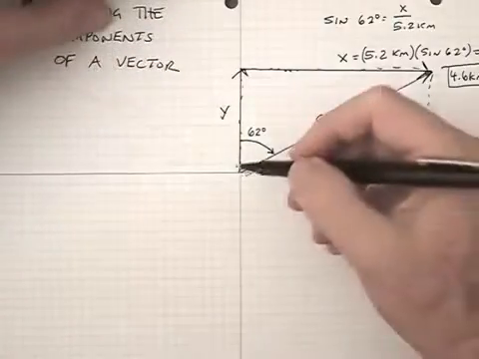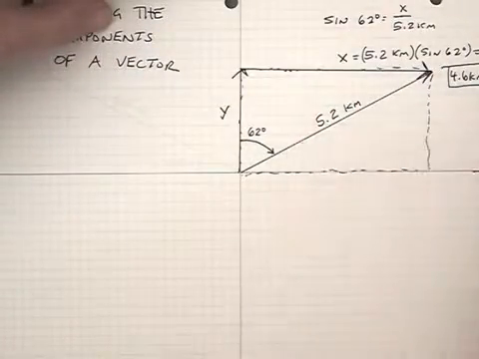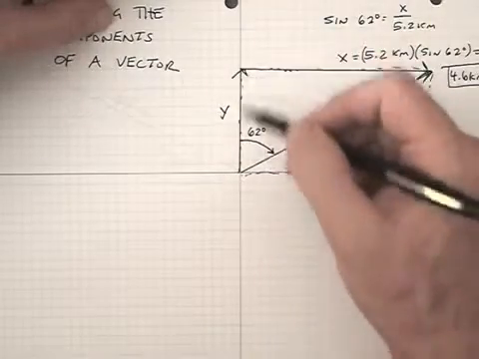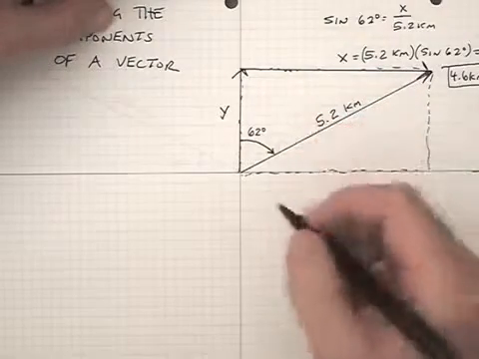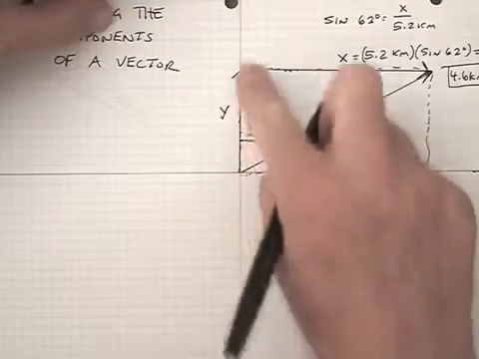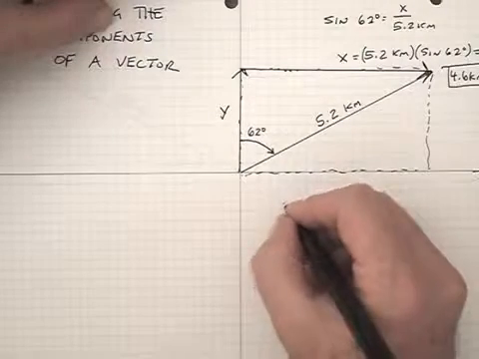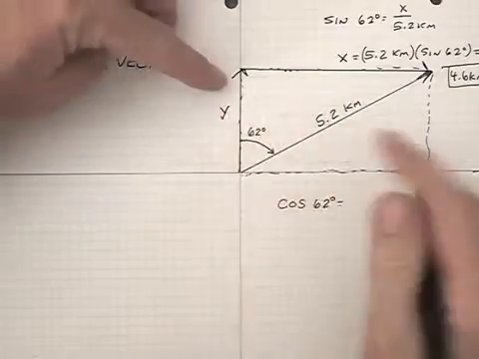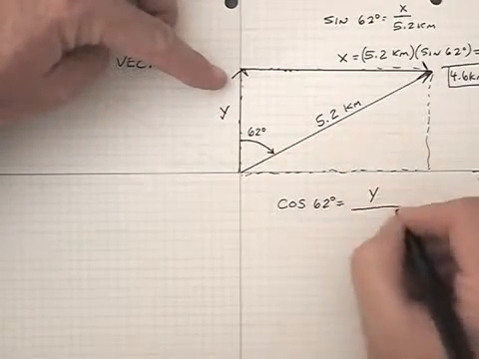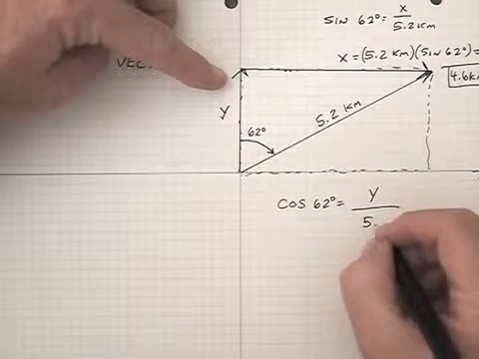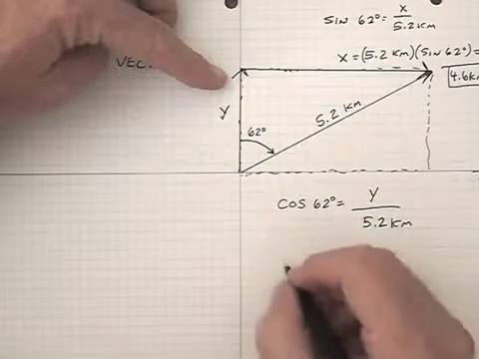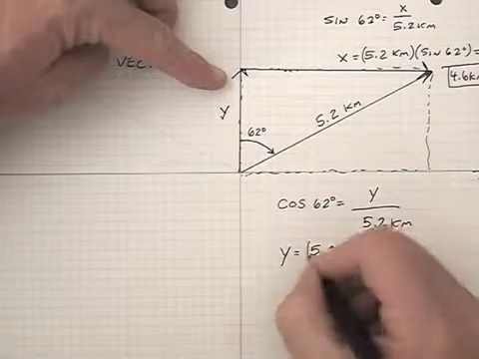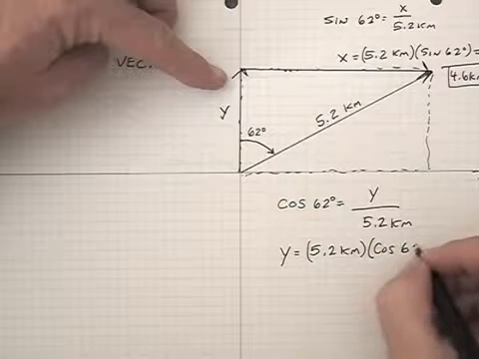Over here, if we want to find the y component of this 5.2 kilometer vector, you can see that this y component corresponds to the adjacent side of this triangle. So the adjacent over the hypotenuse is going to be the cosine. So I can say that the cosine of 62 degrees is going to be equal to the adjacent side, which I will label y, over the hypotenuse, which is 5.2 kilometers. So solving for y, we have y equals 5.2 kilometers multiplied by the cosine of 62 degrees.